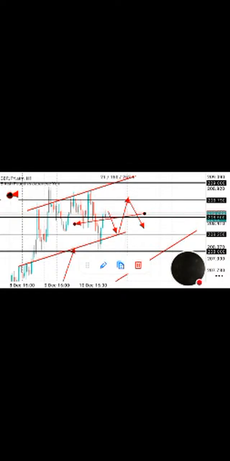This is what I talk about, psychological levels. I love psychological levels a lot. I prefer psychological levels to drawing support and resistance. Instead, I actually use support and resistance as a confluence to my psychological levels. I use it as a confirmation, as a confluence. I don't just draw it like that.